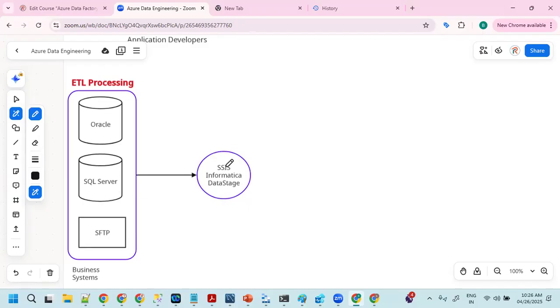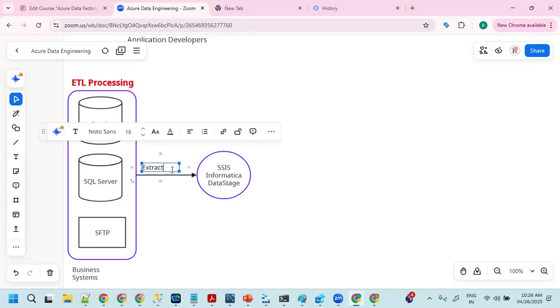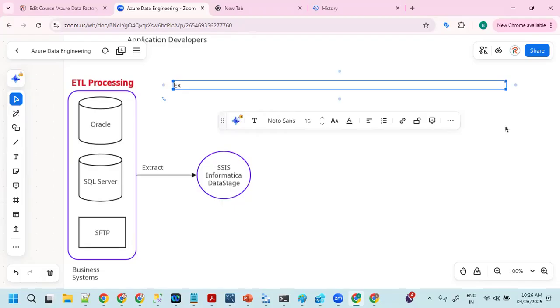So in my case, I used SQL Server Integration Services from Microsoft. And this is used to extract the data. So now we are extracting the data. What do you mean by extracting? Extracting means the process of taking data from business systems, or source systems, is known as extraction or extract.